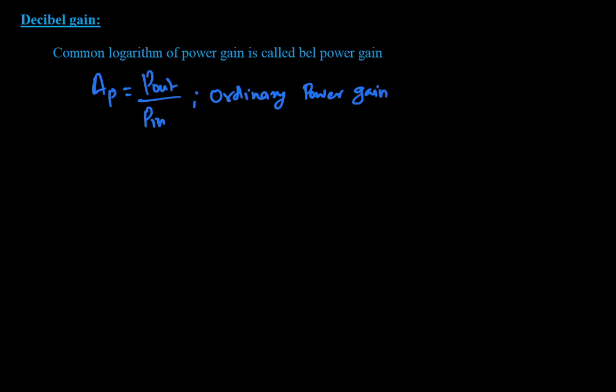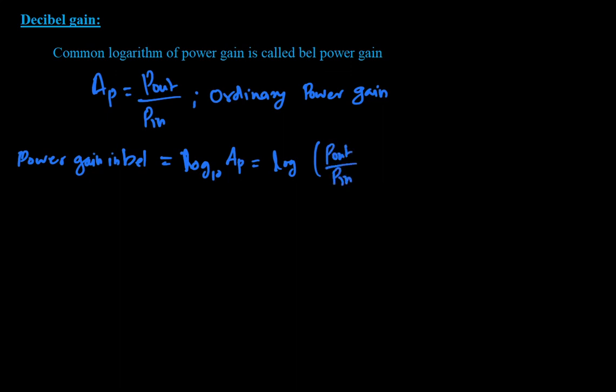and the unit used to represent the gain is called a bel. The bel power gain is defined as the common logarithm of power gain, that is, the power gain in bels is equal to the common logarithm, that is logarithm to the base 10, of the power gain, log AP, or log P out by P in to the base 10. This is called bel power gain.